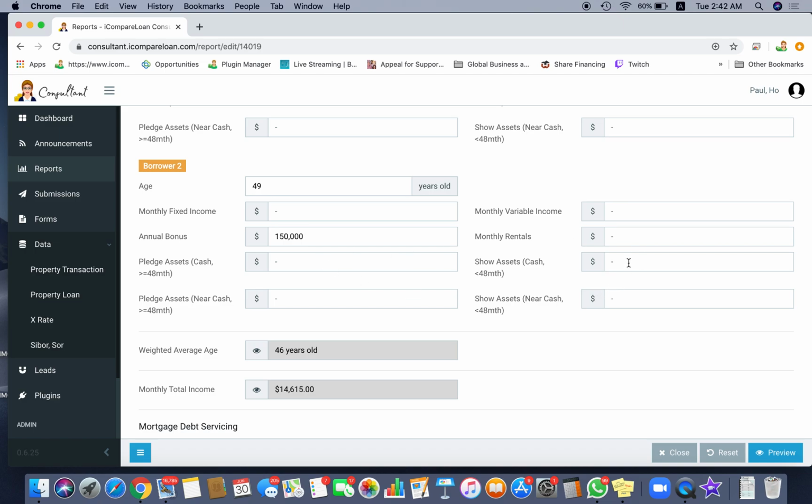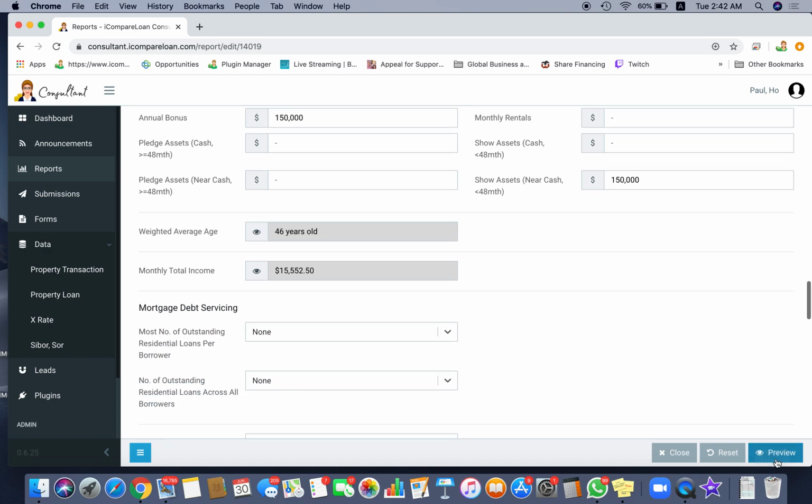Okay, he has about, you can see pledge assets as cash, and then pledge assets as near cash, right? So pledge assets as cash is 48 months, and show assets, this is the 48 months, and this one is the show cash, right? So he said, I don't have cash, but I have assets in the bank, in the shares, right? In the form of 150,000 shares, which I'm not going to liquidate, but I can show you I have those shares in my account. Okay, let's do that. And then you do a preview.